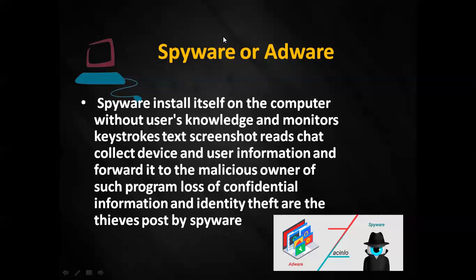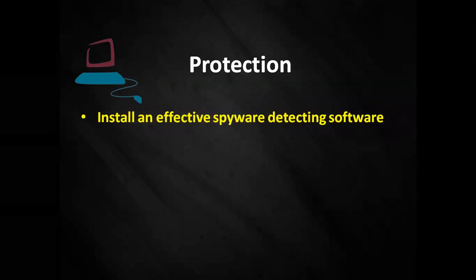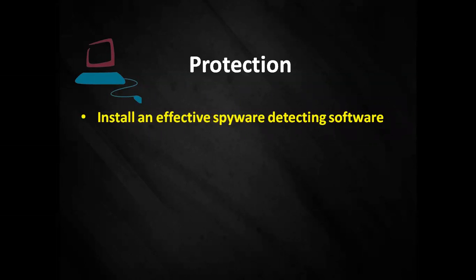So let's understand the protection. What can we do if we want to avoid this spyware and adware? So the protections are: install an effective spyware detecting software. For viruses, how we install antivirus, in the same way we have to install some effective spyware detecting software. Nowadays these facilities are available in antivirus software. Also there are some specific or dedicated spyware detecting softwares available in the market, that we can also install.